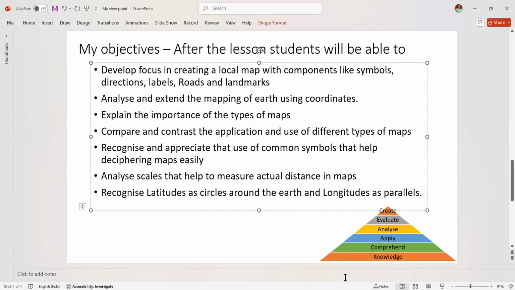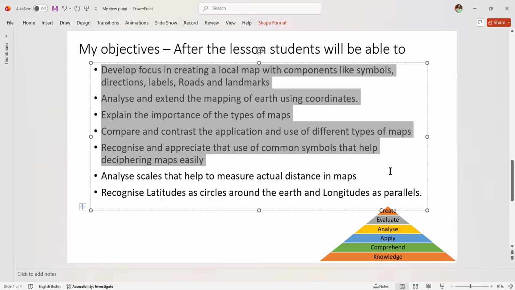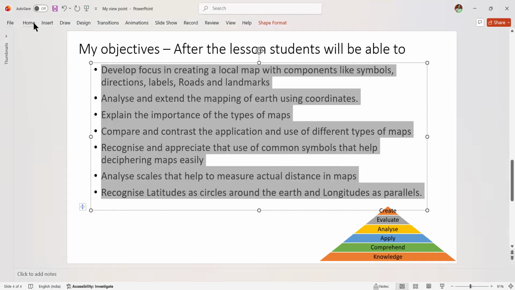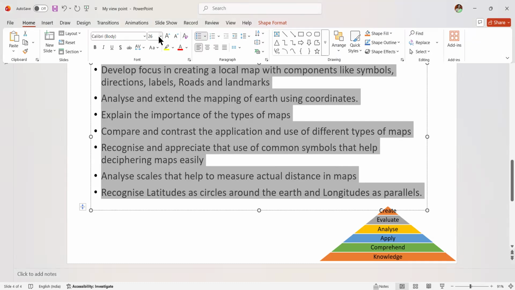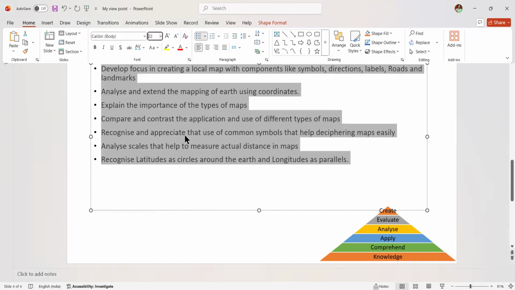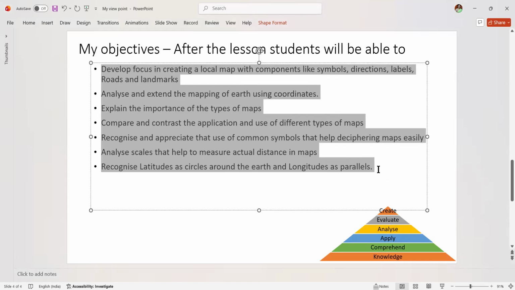So latitude and longitude together, we know, constitute a grid. Here we will have to focus next. Remember, we have latitudes as circles around the earth and longitudes as parallels. Now we have to focus on how together they actually form a grid. This is what we would like our students to understand. I'm just reducing the size so that it can be visible.